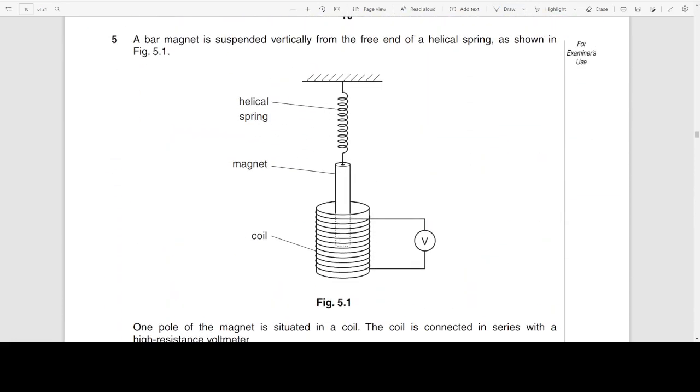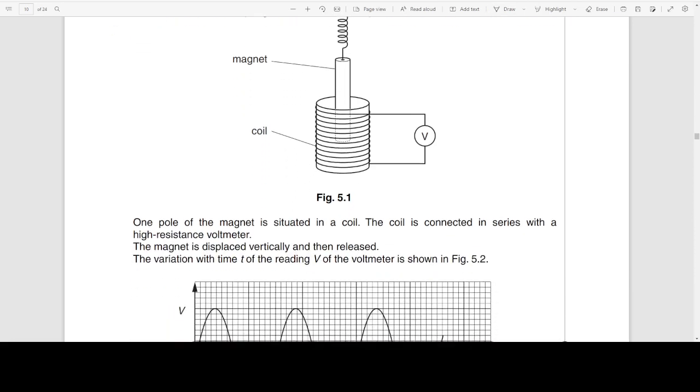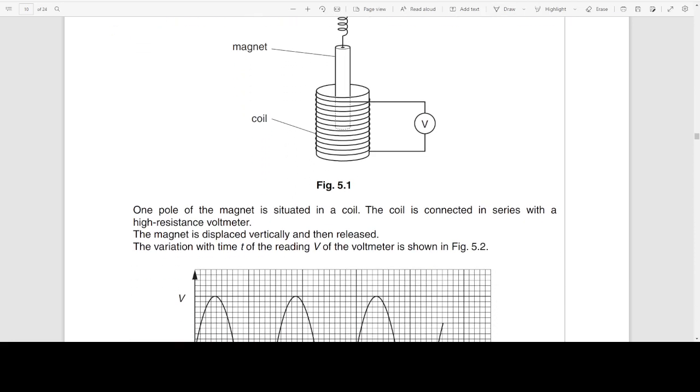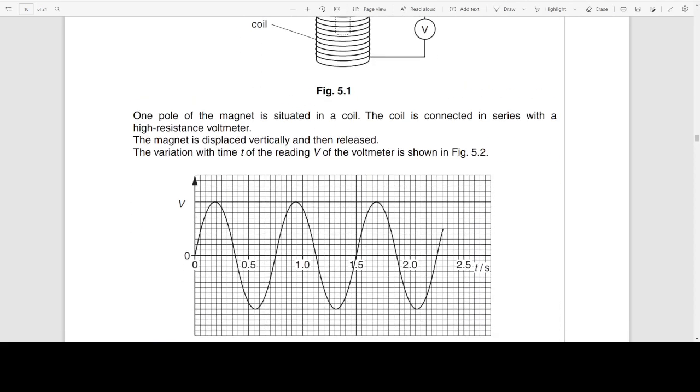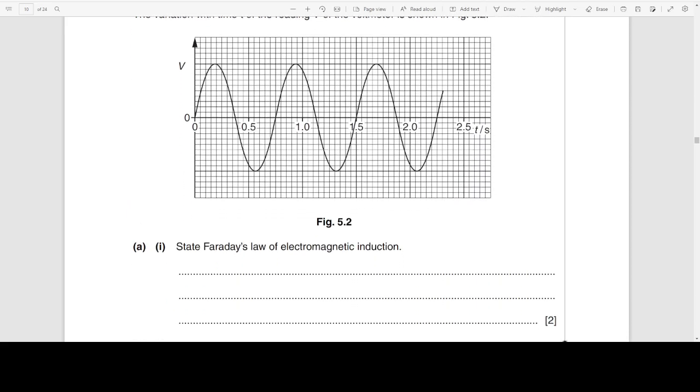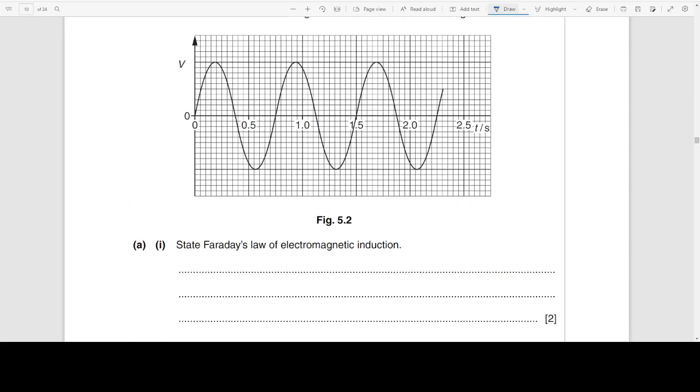A bar magnet is suspended vertically from the free end of a helical spring as shown in figure 5.1. One pole of the bar magnet is situated in a coil. The coil is connected in series with a high resistance voltmeter. The magnet is displaced vertically. So this is a variation of the induced voltage. State Faraday's laws of electromagnetic induction.